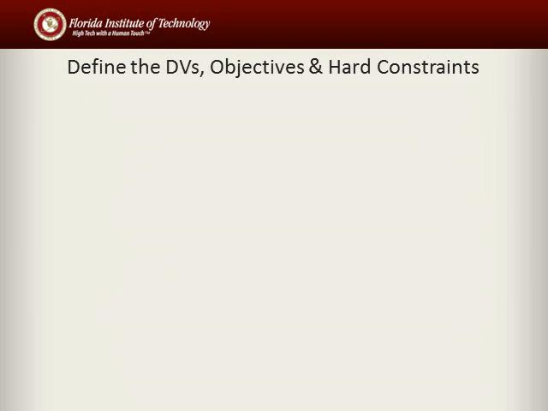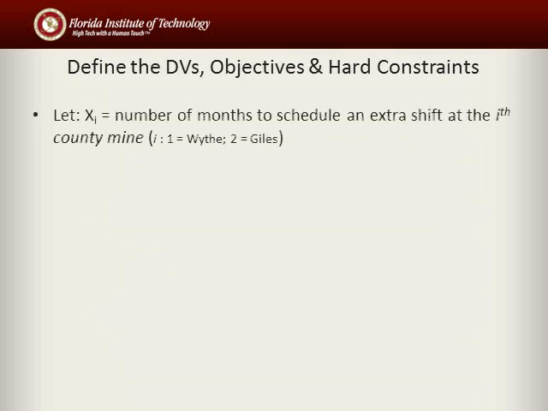So let's define the decision variables. Let's talk about objectives and hard constraints. The problem statement specifies that the decision to be made here is to find out the number of months to schedule an extra shift at each mine, x sub i, where i is 1 for Wythe and 2 for Giles. So what are the objectives in this problem?